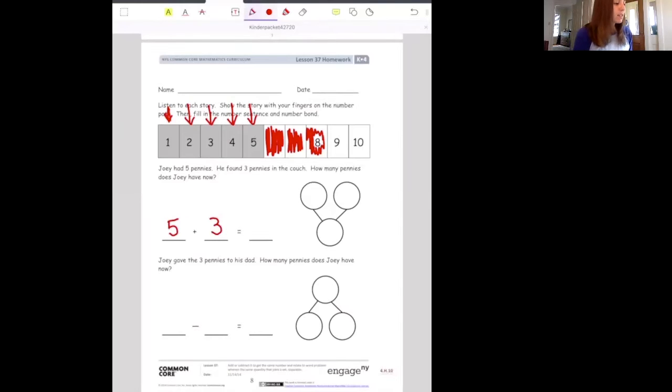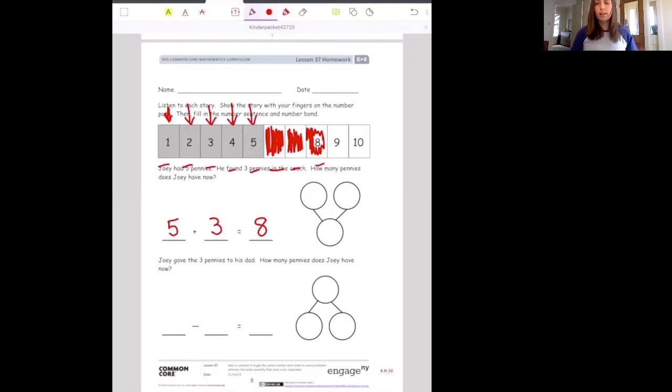How many pennies did Joey have now? All together, you're going to count from the very beginning of your number path. 1, 2, 3, 4, 5, 6, 7, 8. Good, he has 8 pennies. Ooh, we need to put him in our number bond.